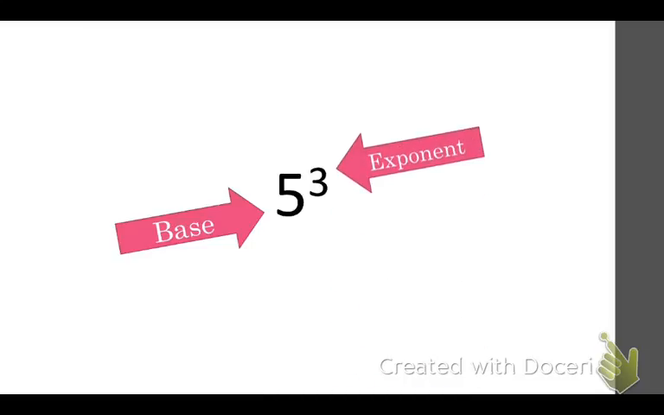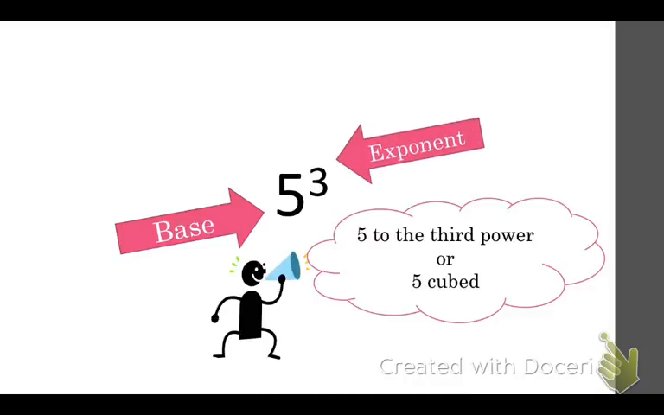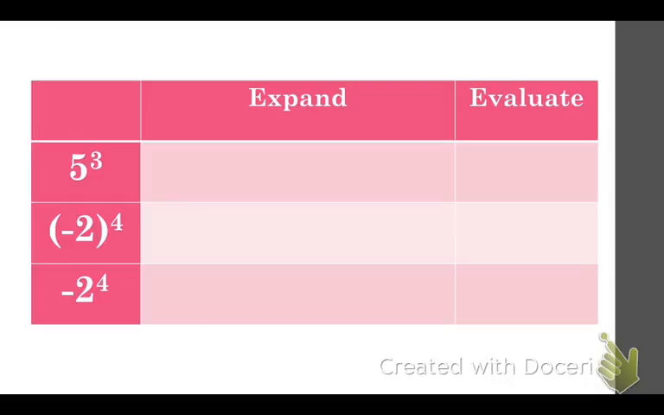In the expression that you see on the screen, the base is 5, whereas 3 is known as the exponent. This is often read as 5 to the third power. It's also known as 5 cubed. When I say power, often students think that the exponent is also the power, but really the entire expression is known as the power.